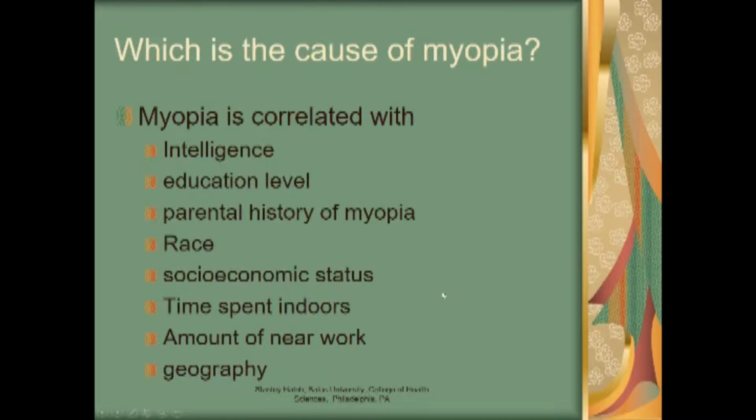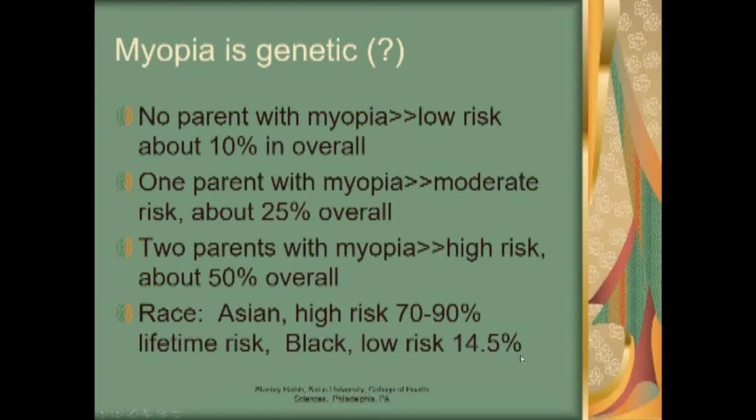Socioeconomic status is also correlated with myopia. Higher economic status, on average, has a higher prevalence of myopia. Time spent indoors, believe it or not, is correlated with myopia. And the amount of near work, and there are geographic aspects, which again is probably more a proxy for race than anything.